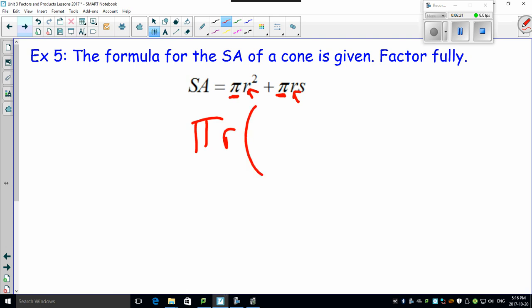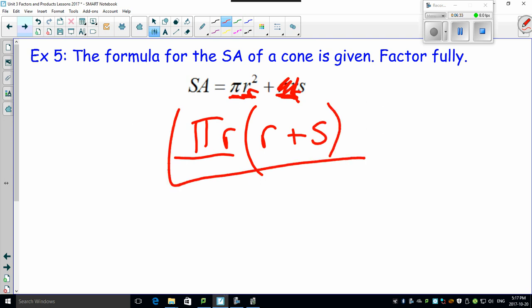And look what you got left. There's your GCF. You take a pi out of this and an R out of this, you're left with 1 R. You take a pi out of this and an R out of this, you're left with S. And there's an alternate formula for you for the surface area of a cone. That's so pretty now that you know how to factor.